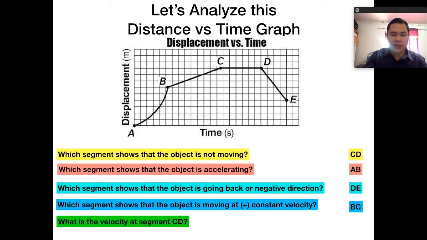Now, what is the velocity at segment CD? Since we know that the displacement is not changing, the object stays at a certain position, therefore the answer is 0 meters per second.